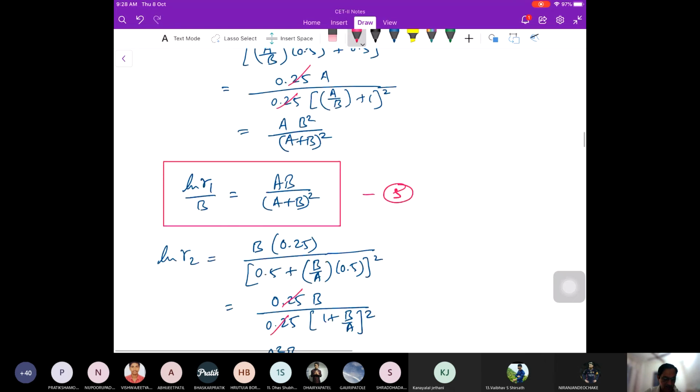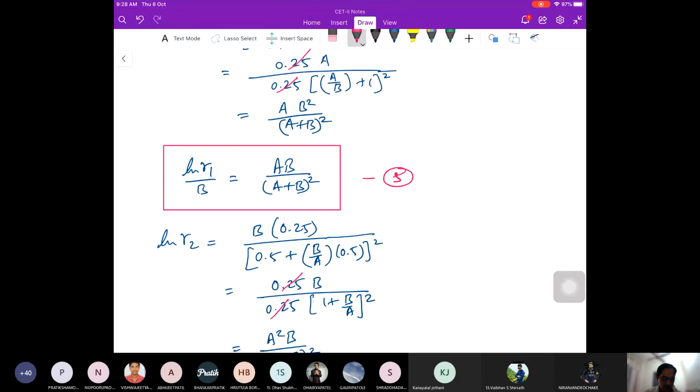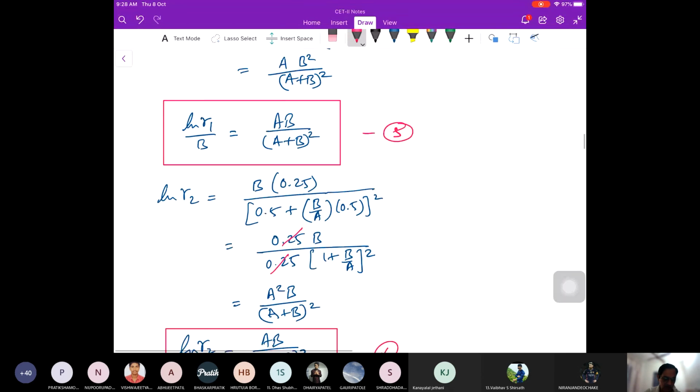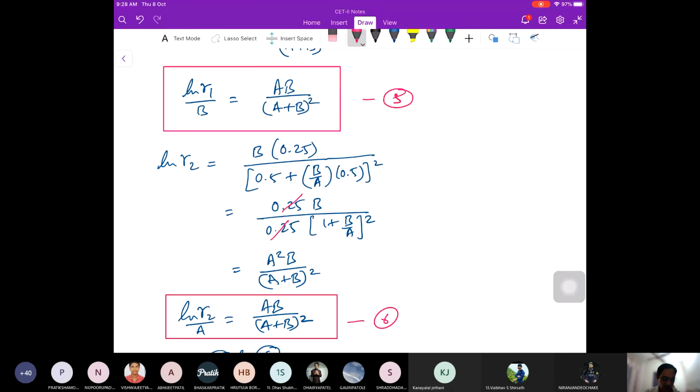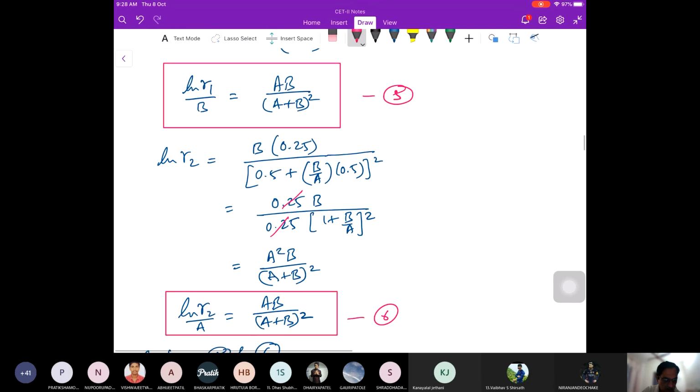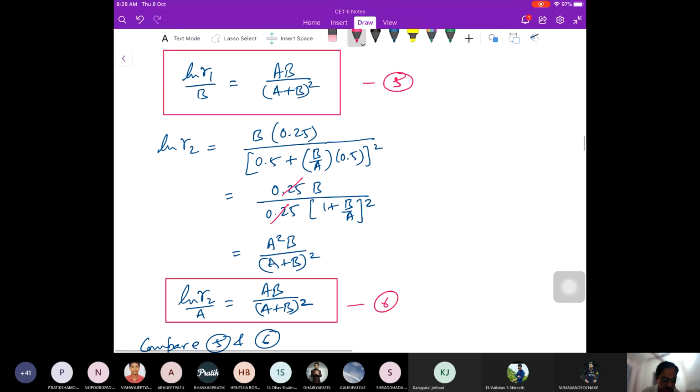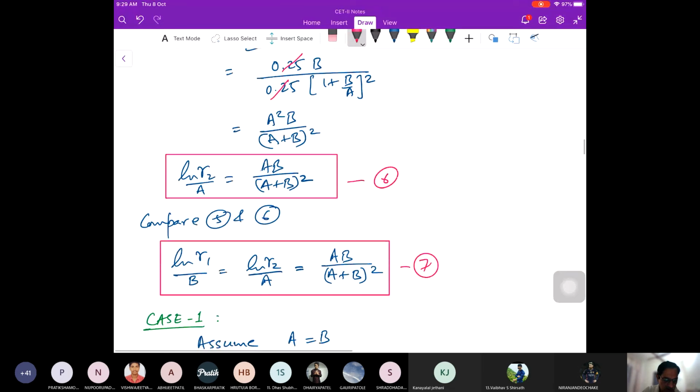ठीक है. Similarly, if you take ln gamma 2 equation and substitute x1 and x2 equal to 0.5, we will get similar equation, which is ln gamma 2 upon a is equal to ab upon a plus b whole square. Okay. Any questions on equation 5 and equation 6? If you compare equation 5 and equation 6, you'll see that right hand side is same, ab upon a plus b whole square. So left hand side has to be equal. So what you get is ln gamma 1 upon b is equal to ln gamma 2 upon a is equal to ab upon a plus b whole square.